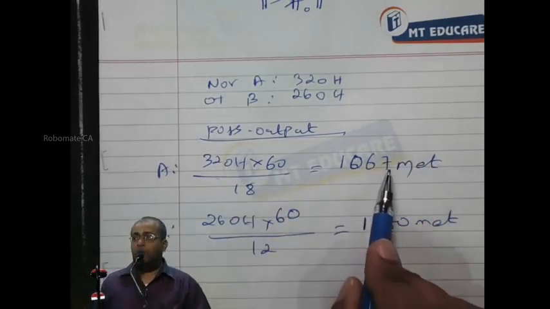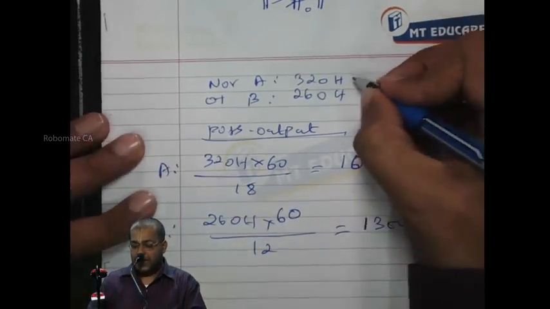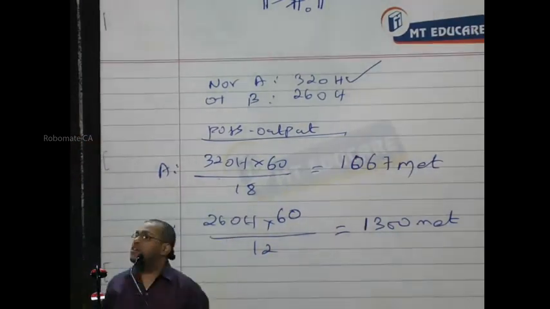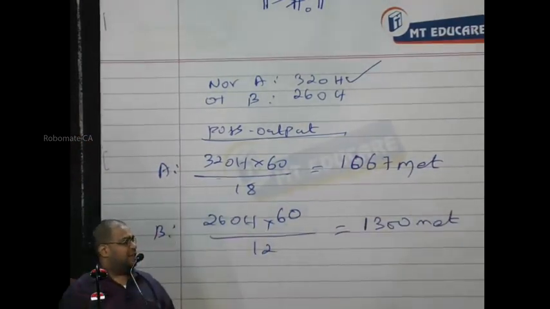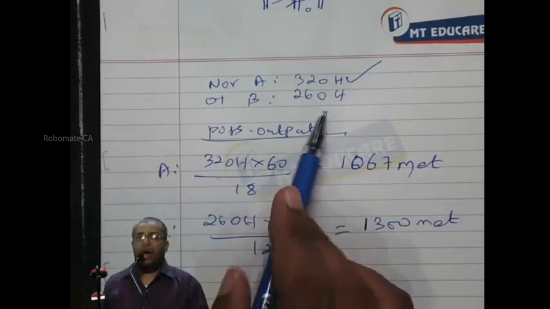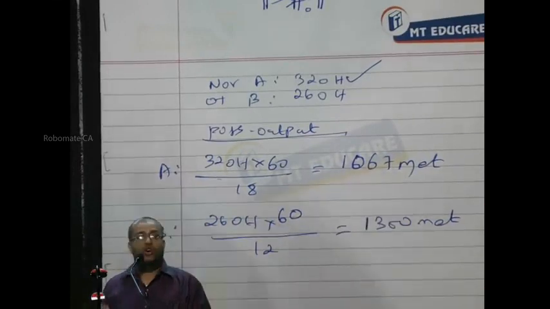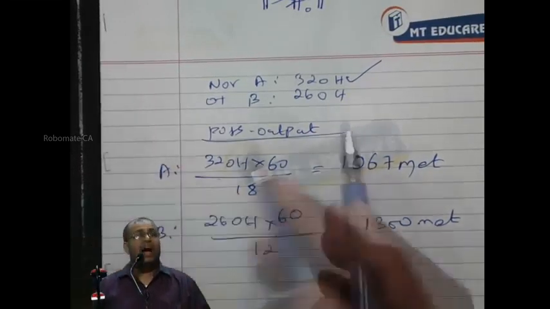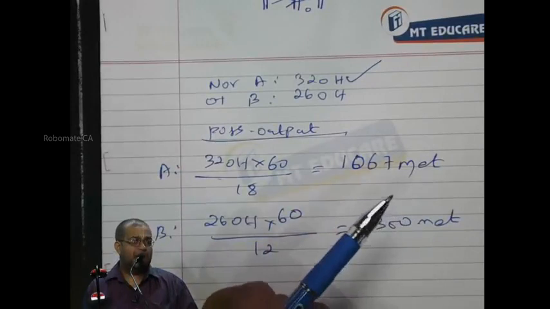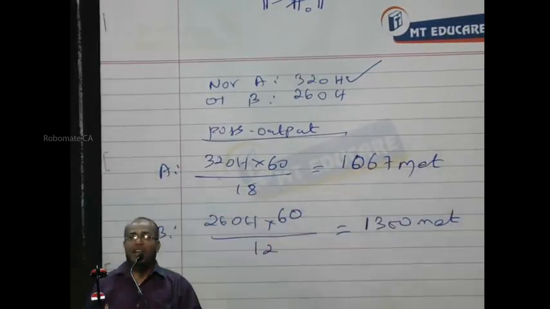If I lay 1067 meters, what happens here? The entire normal mission A is over. Yes or no? Entire 320 hours has been what? Completed. And mission B out of 260 hours, I'll use what? 1067 into so much for mission B, and the balance overtime mission B will be available. Respond yes or no? Yes, please tell me yes or no.